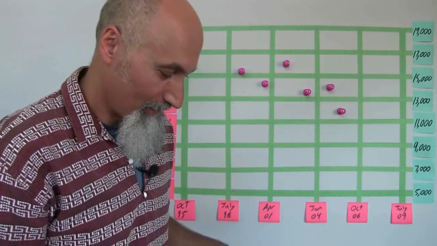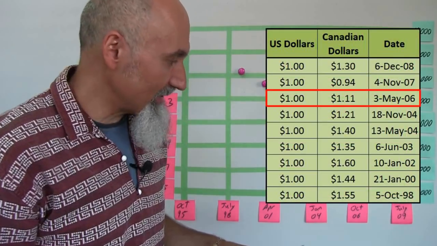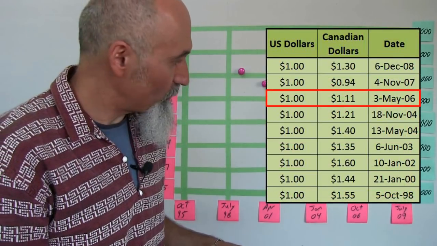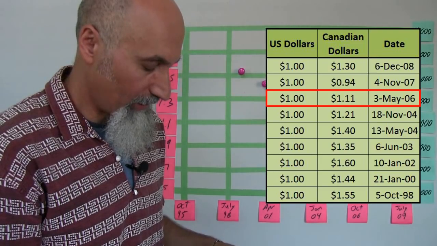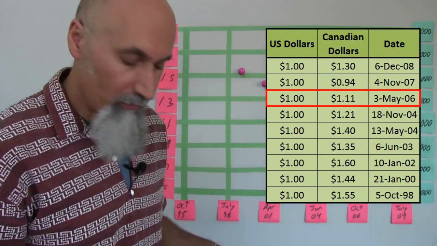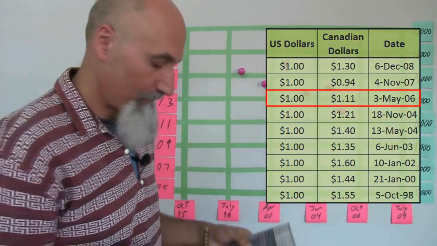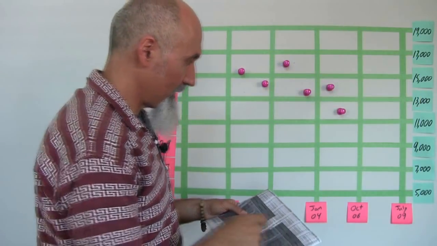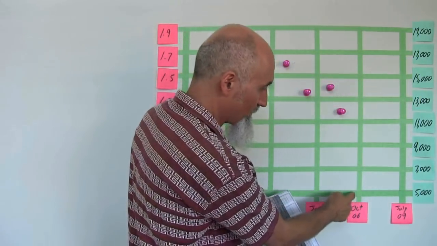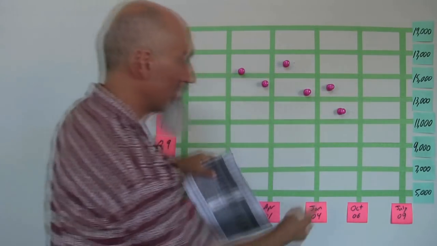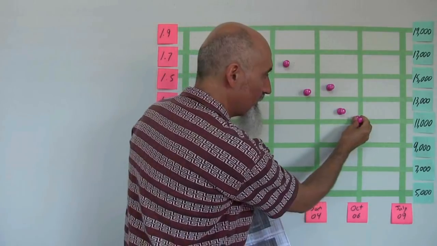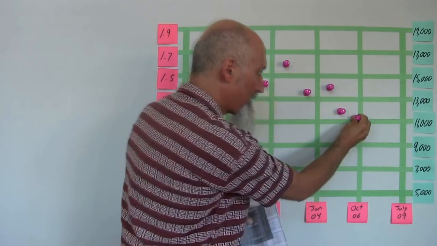Okay. In May 2006, okay, one US dollar got you $1.11 Canadian. May 2006. So this is October 2006. So we're still below here. Got you $1.11. So here's $1.10. So we're basically on the line. So we're going to be around here. Okay.